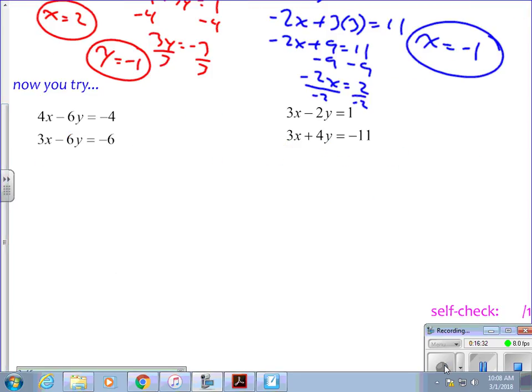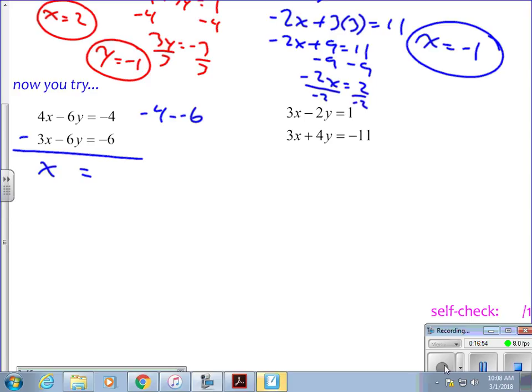Roll tape. Here we go. Okay. So once again, I have two that are exactly the same. So I'm going to do subtraction. 4x minus 3x is x. Oh, it's sweet when that works out that way. Negative 6 minus negative 6, gone. Negative 4 minus negative 6. Negative 4 minus negative 6 is what?